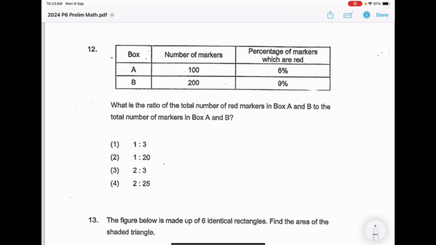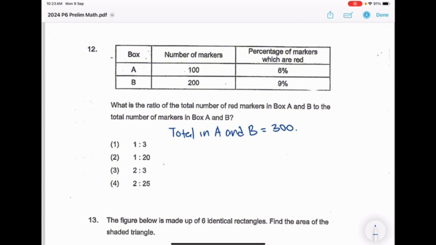Alright, the question asks, what is the ratio of the total number of red markers in box A and box B to the total number of markers in box A and box B? Right off the bat, I want to note down that the total in A and B equals 300. Now, what I want to do is to find the number of red markers in box A.